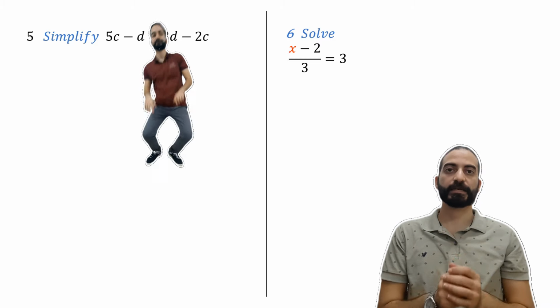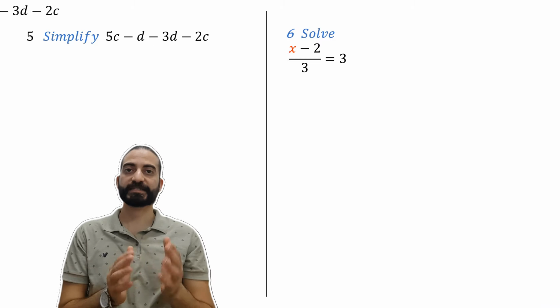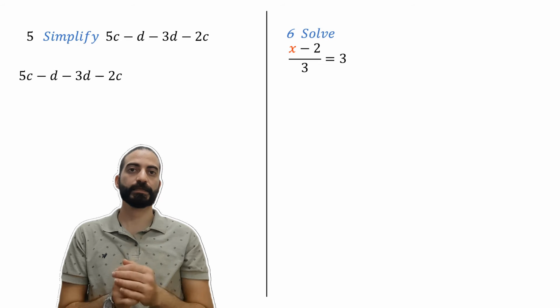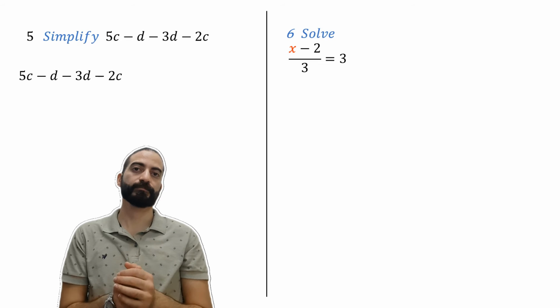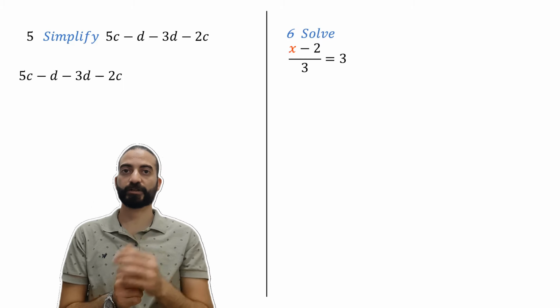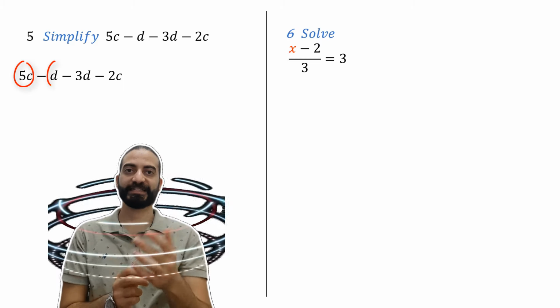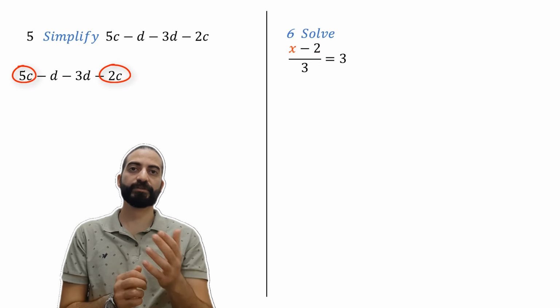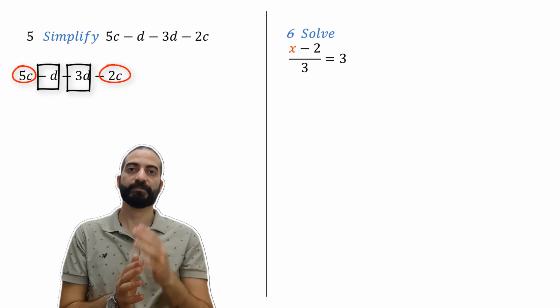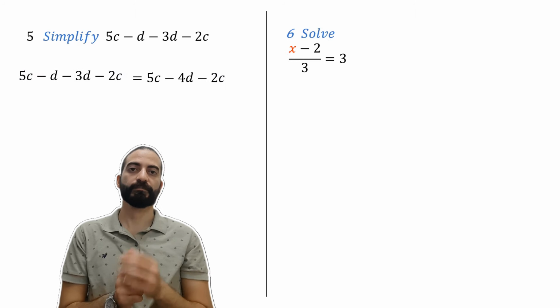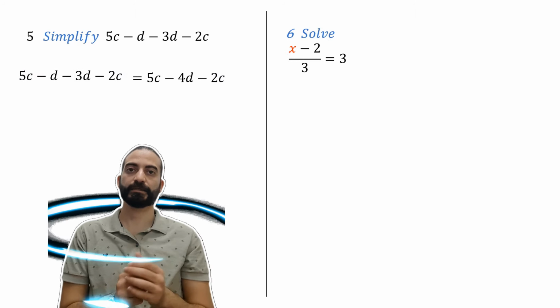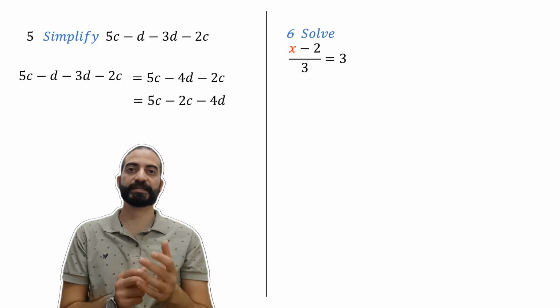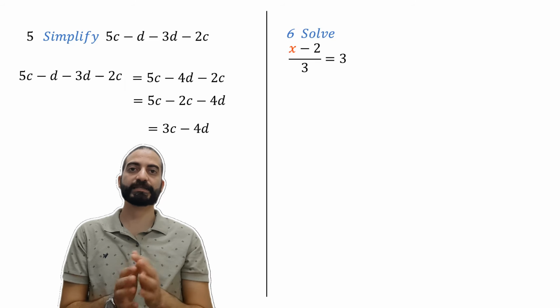What is asked of us in the fifth question is simplify 5c minus d minus 3d minus 2c. Here we cannot combine c with d, but we must combine c with c and d with d. Minus d minus 3d equals minus 4d. And 5c minus 2c equals 3c. And we get this answer.